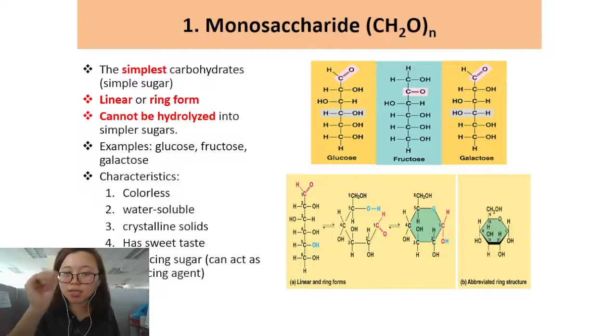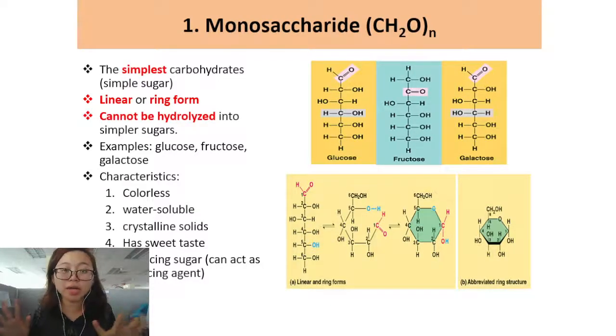Reducing sugar doesn't mean reduce the lemak in your body. No, reducing sugar refers to chemical interactions. Okay, so you remember in chemistry you have oxidation reduction. Reducing sugar merujuk kepada oxidation reduction reaction itu, redox reaction. Okay, so if you don't understand that now, that's fine.